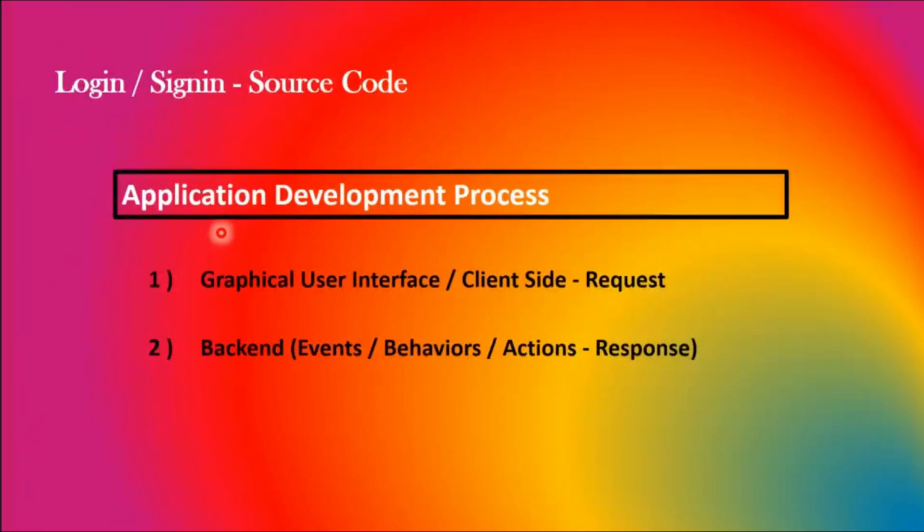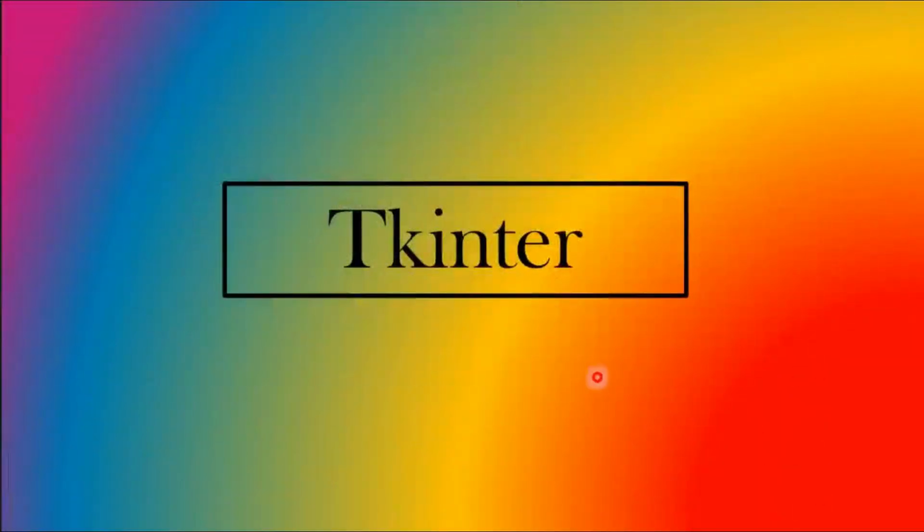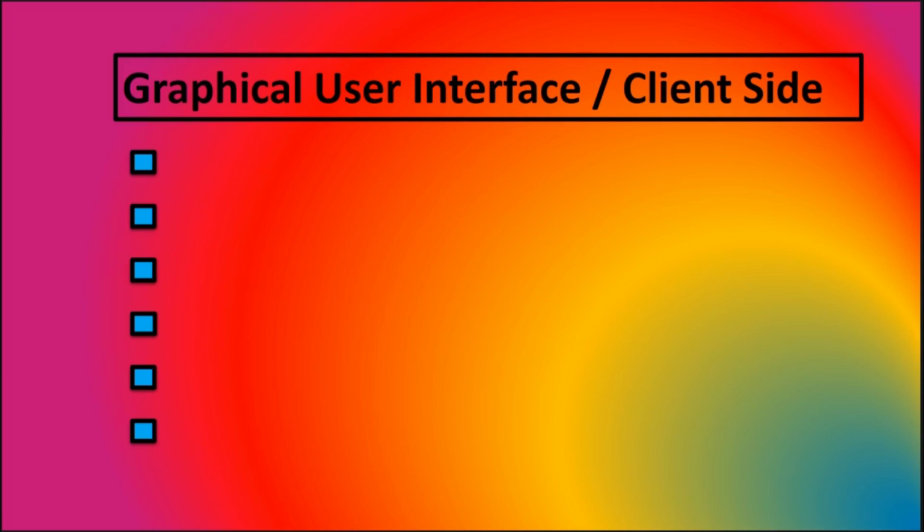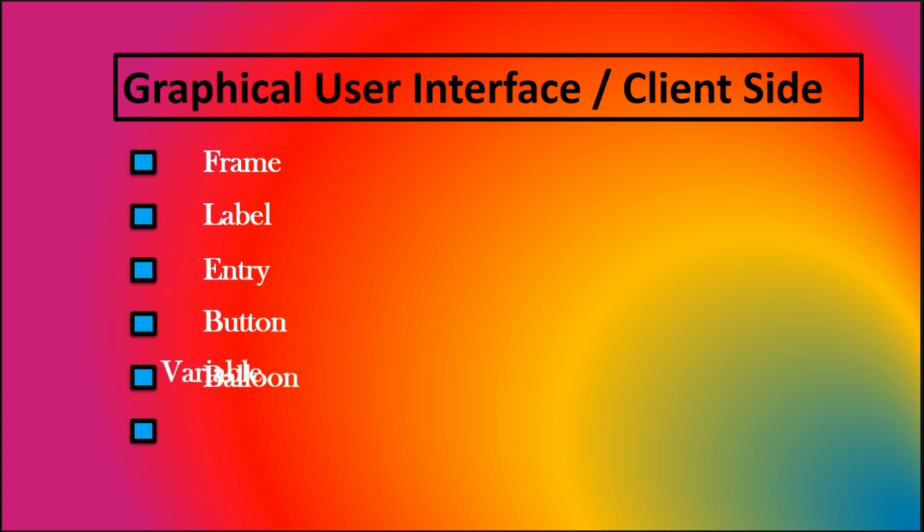The application development process is divided in two parts. First is the graphical user interface and second is the backend. The fields that we take to create our user interface: frame, label, entry, button, balloon, variable.